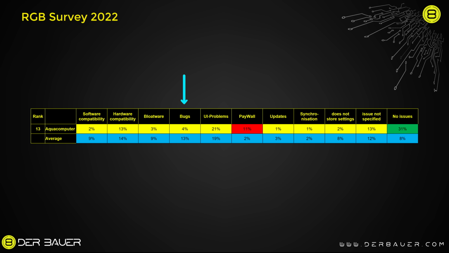General software bugs and problems with the user interface and also just the user overview, that is the most common and also pretty much self-explaining. Paywall, missing updates, and also problems with RGB synchronization are also self-explaining. And at the end, a lot of software seem to have issues just storing what you set. For example, you set it to be red, you restart and it's blue.